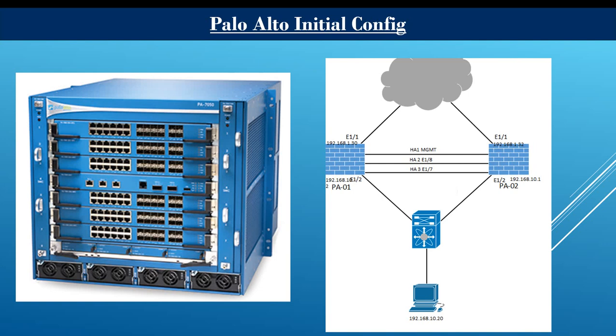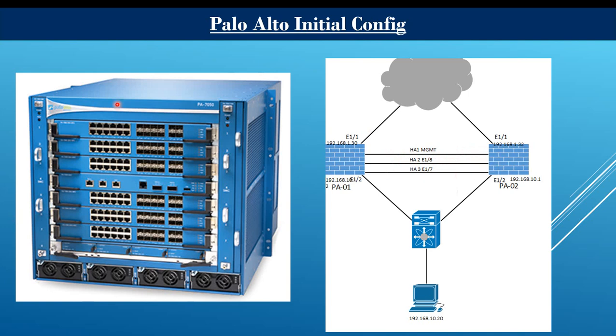So guys, this one is our topology. On this topology, we are going to configure our high availability. In this topology we have three links: for the HA1 link we are using management, for the HA2 link we are using Ethernet 1/8, and for the HA3 link we are using Ethernet 1/7.